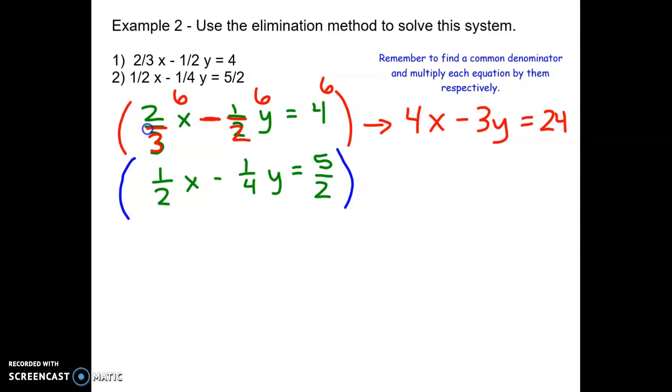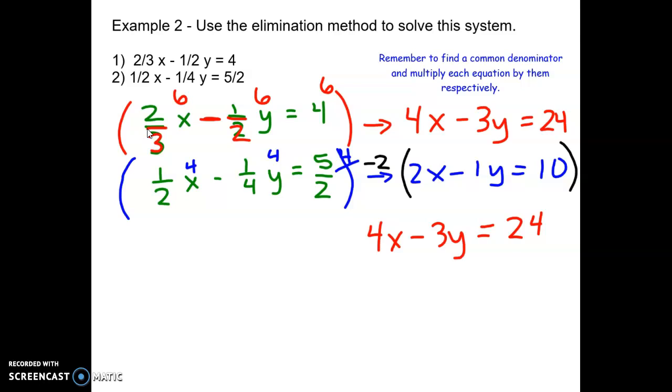What would I multiply this next one by? 4. 4, right? We're going to multiply everything by 4 because 2 and 4 both go into 4. So that would be the least common multiple or the common denominator. So here, when I multiply half times 4, I'm going to get 2x. A quarter times 4, I'm going to get just minus 1y. And then 5 times 4 is 20, but divided by that 2 means it's going to equal 10. So again, I have another really nice equation without any fractions.